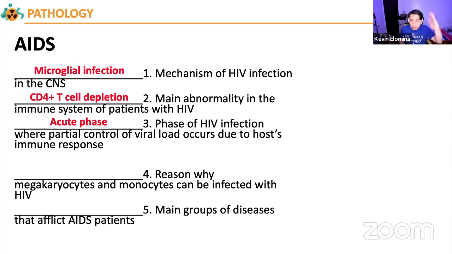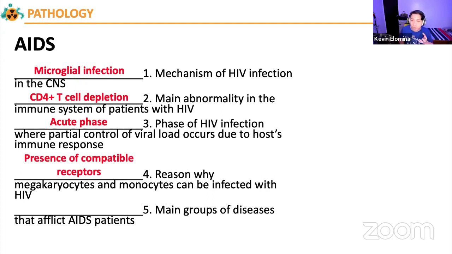So, pag taas niya, babagsak siya ng konti. No? And then mag-enter siya dun sa other phases na, no? Yung chronic phase and then yung AIDS. Okay? And then ito yung sinabi ko, the reason why MEGs and your monocytes can be infected with HIV is because of the presence of compatible receptors. You have your CD4 receptors.